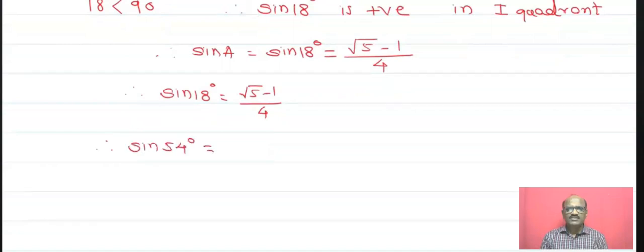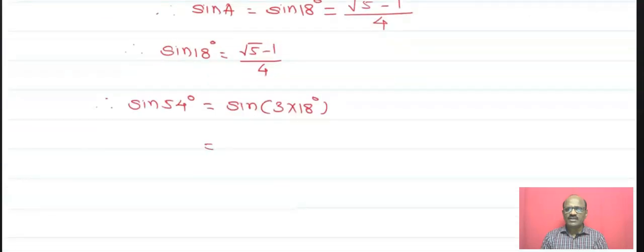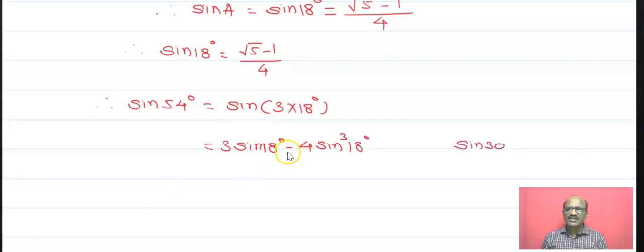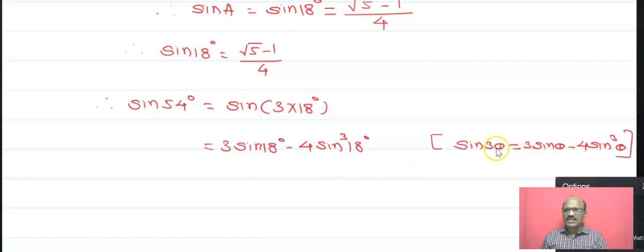Now the next, sine of 54. It can be written as sine of 3 into 18. That is, sine of 3 theta is equal to 3 sine theta minus 4 sine cube theta. Here theta is 18. This is the formula: sine of 3 theta is equal to 3 sine theta minus 4 sine cube theta. Here theta is replaced by 18. Therefore, sine of 54 is equal to 3 sine of 18 minus 4 sine cube 18.